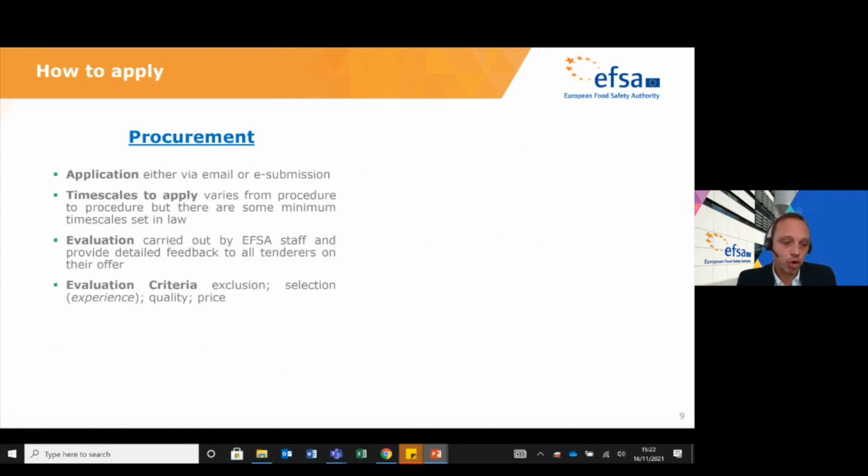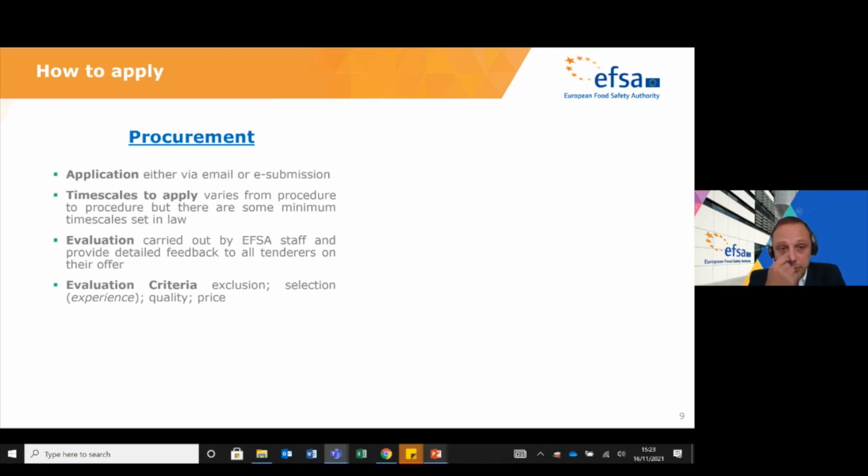So let's start from procurement. Application for procurement will depend on the procedure, and this is explained in detail in the EFSA guidance for tenders that we just mentioned. But in general, for open calls, tenderers must apply using the e-submission online tool that we have seen on the e-tendering portal. For negotiated procedures, on the contrary, candidates are specifically invited to apply, and the information and the application are exchanged by email.